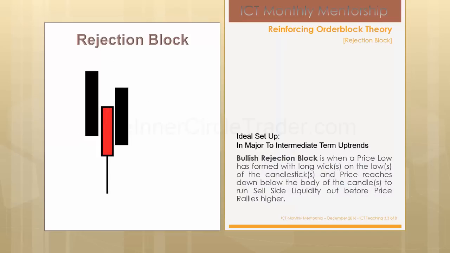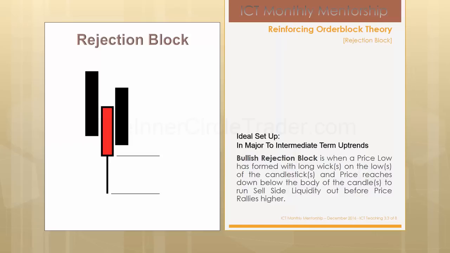So the rejection block for the bullish side of the marketplace is, in ideal scenarios, in major to intermediate term uptrends. And a bullish rejection block is when a price low has formed with a long wick or wicks. It could be formed over multiple candles. And the low or lows of the candlestick or candlesticks, again, it's not limited to just one candle. And price reaches down below the body of the candle to run the sell side liquidity out before price rallies higher.